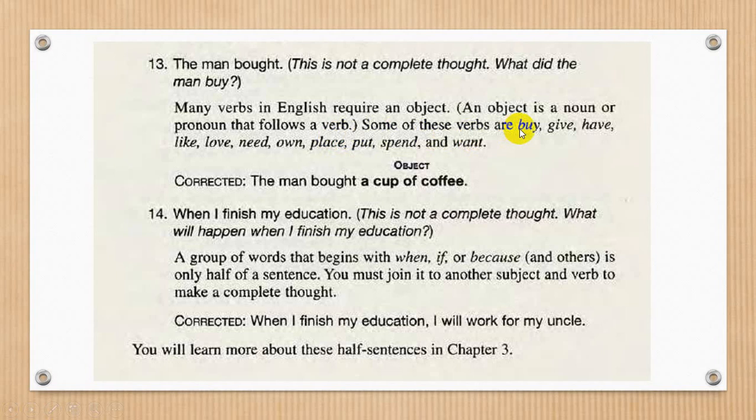Some of these verbs are buy, give, have, like, love. For example, I love, I need, I own. This is not a complete sentence. To correct it: the man bought, for example, a cup of coffee.